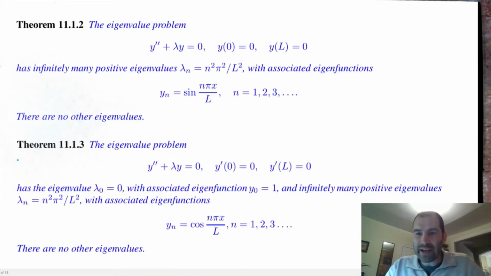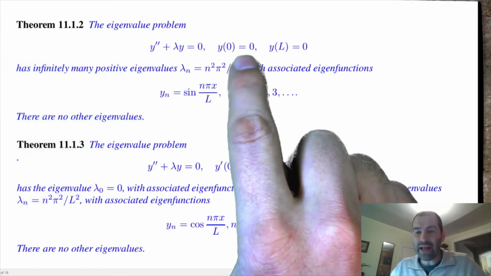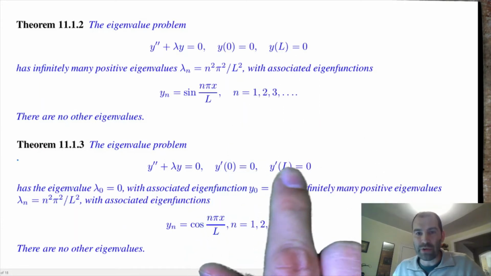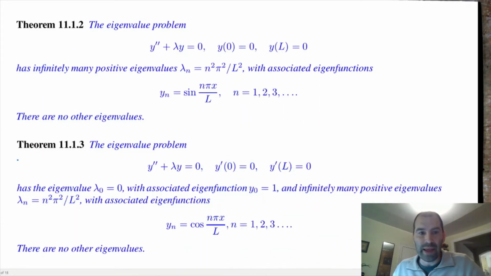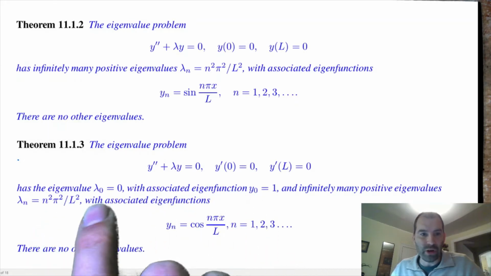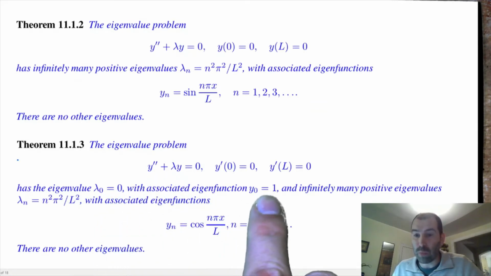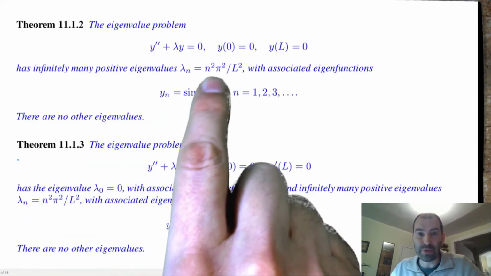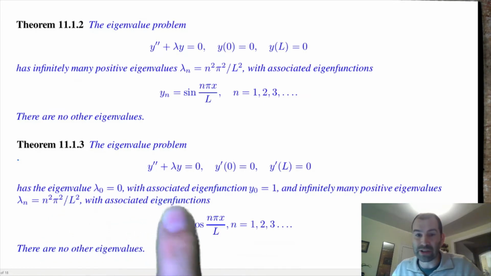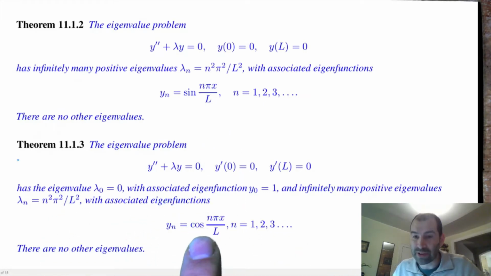Okay, and then I left as an exercise for you in that video to do the other eigenvalue problem, problem number 2, where instead of specifying the value of the function at the endpoints, we specify the value of the derivatives at the endpoints. And you were tasked to show that this has eigenvalue 0 with associated eigenfunction constant 1, and it has infinitely many positive eigenvalues, same as before, with associated eigenfunctions, but this time they're cosine instead of sine. And that's all of them. There are no other eigenvalues.